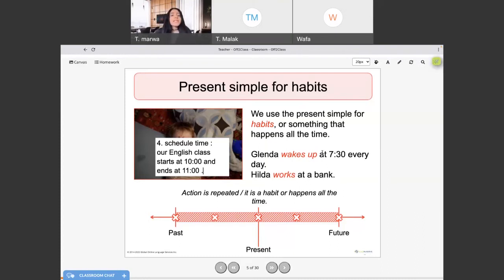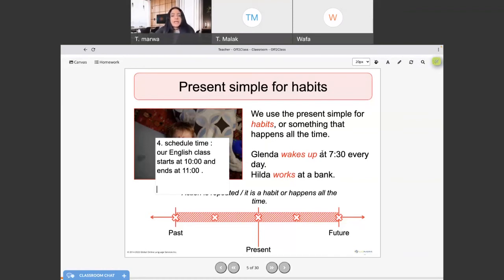Okay, so I say يبدأ and ينتهي. Okay, يبدأ ينتهي مش عم يبدأ وعم ينتهي. ما بقول is starting and is ending. I say starts and ends. Here we put S to the verb لأنه we have one English class, which is it. Yes. طيب.